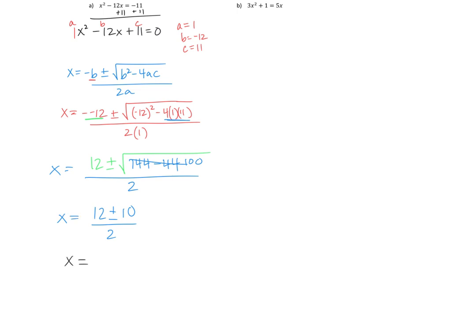Okay, I'll come down here. I get x equals and x equals. Let's do the positive first. So I'll highlight this as I go. I'm going to do 12 plus 10, which is 22.